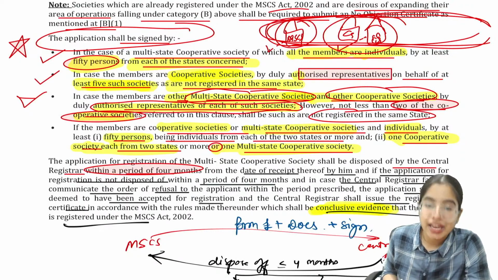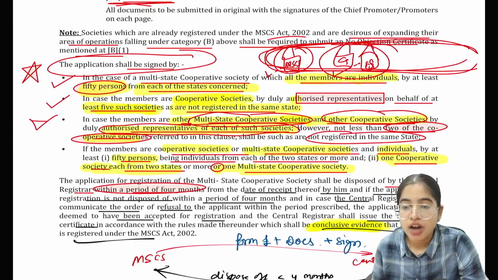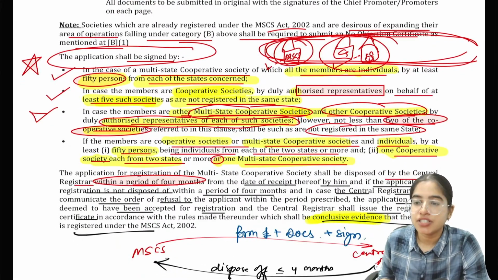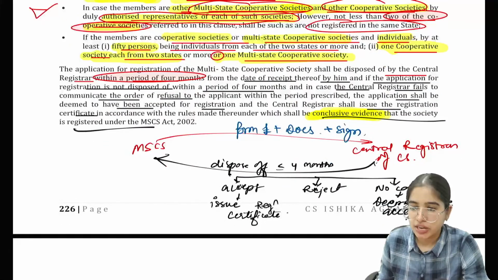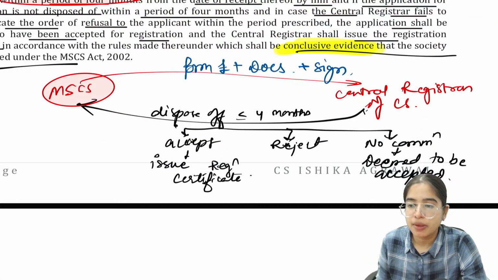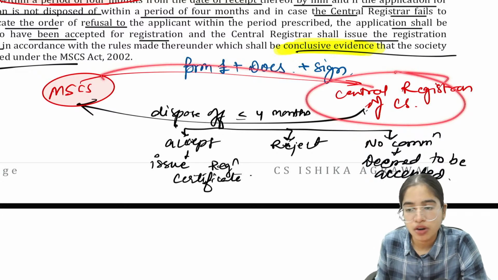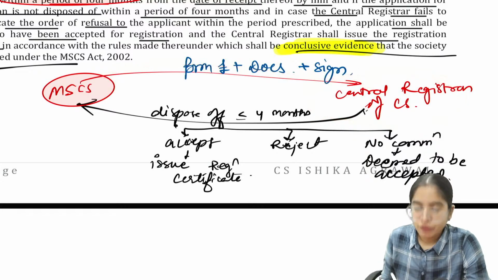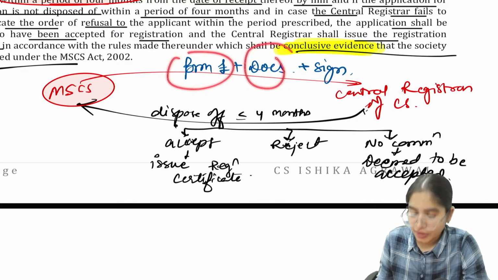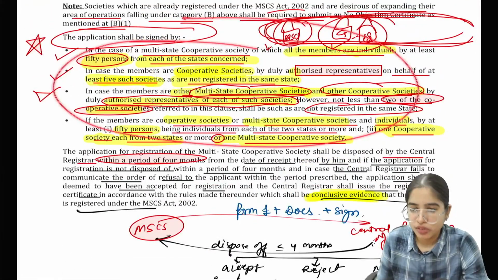Who shall sign the application to be filed to the registrar for getting registration of a multi-state cooperative society. So in order to get registration of an MSCS, we have to file form 1 to the central registrar of cooperative societies. So we have to file form 1 along with the documents, signed. Who will sign? This we studied here.